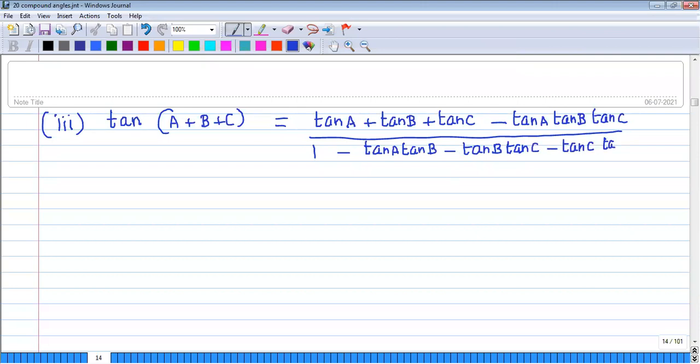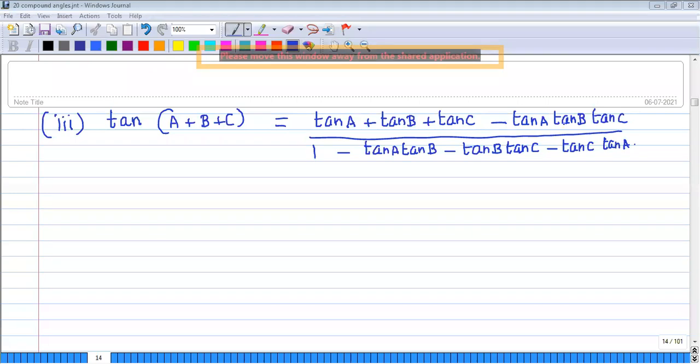Okay, now I read out. Please, all of you mute yourself. Tan of a plus b plus c is equal to tan a plus tan b plus tan c minus tan a tan b tan c upon 1 minus tan a tan b minus tan b tan c minus tan c tan a. I will show the first page later, don't worry.